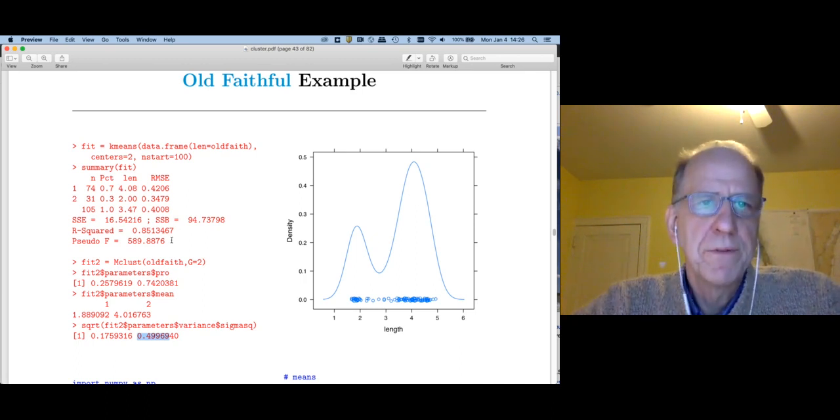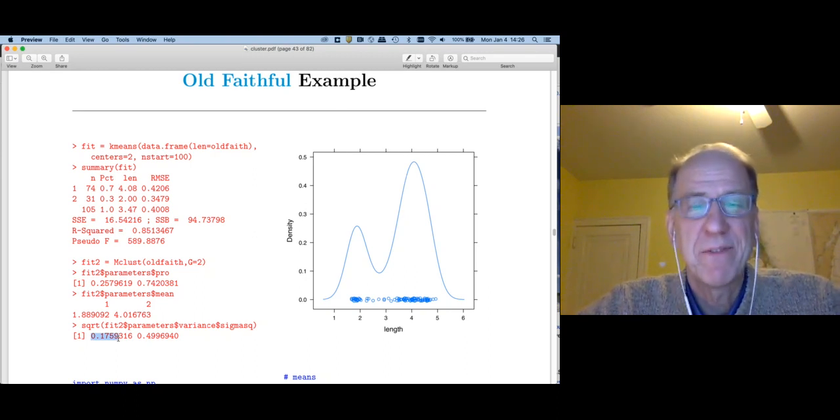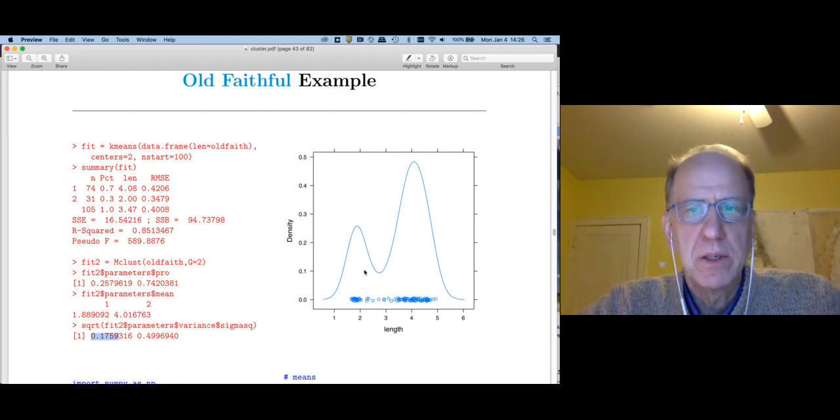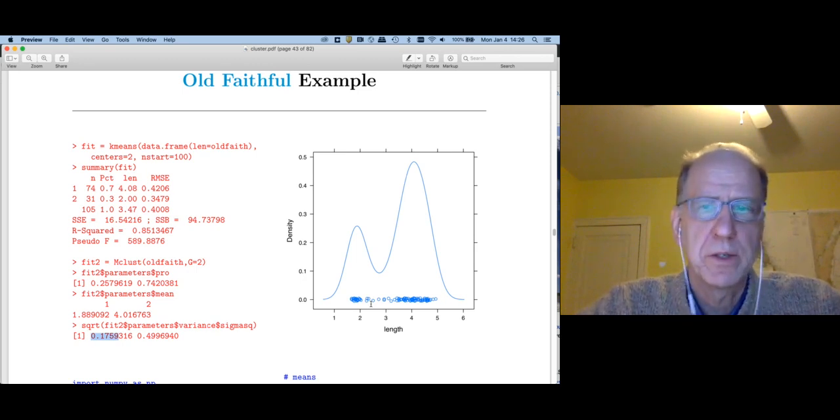When it comes to the left mode, we see k-means estimating it to be 0.35. The Gaussian mixture estimate is about 0.18, so this one's about half the size. What's probably happening here is that by allowing the mean to drift to the right, k-means swallows up a lot of these observations in the middle, which inflates the standard deviation.